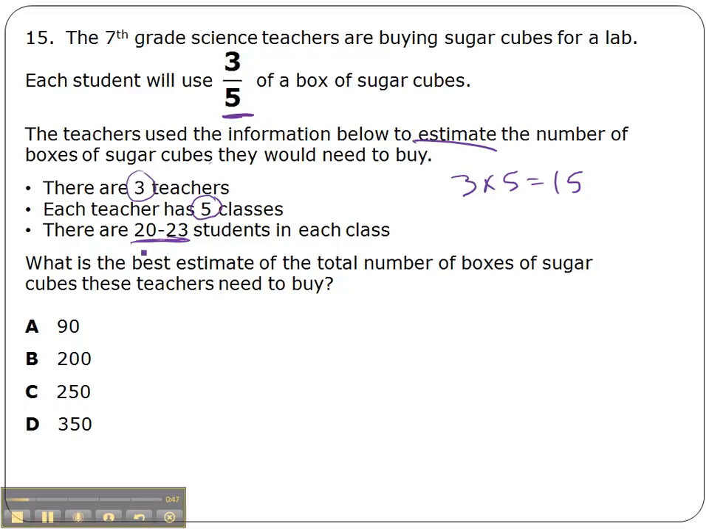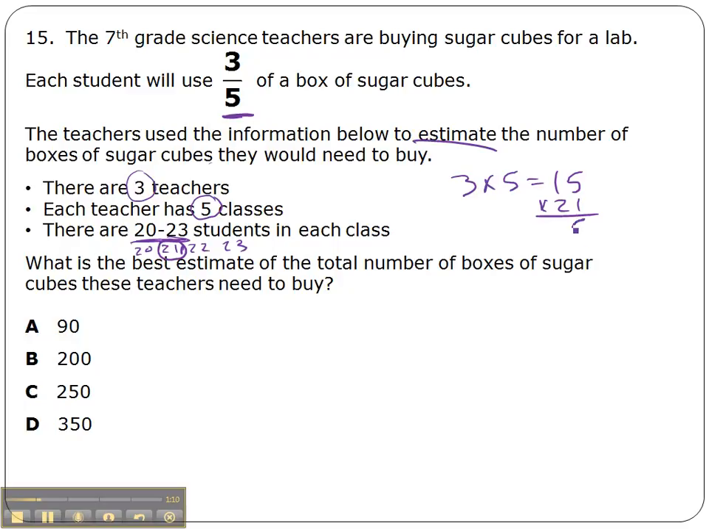So the middle of that wouldn't be a nice even whole number, because we have 20, 21, 22, 23. Right in the middle would be 21 and a half. I'm just going to pick 21 students because we're just estimating. So if there are 21 students in a class, 15 times 21, see how many students that gives us.